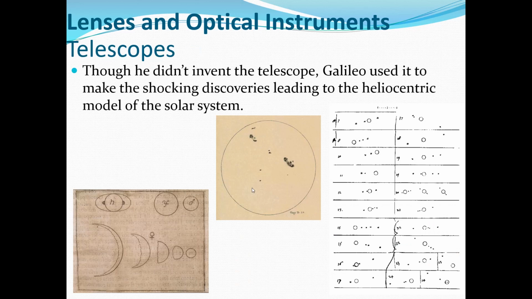Telescopes. You may have known that Galileo did a lot of work with telescopes. A lot of his discoveries came from having a telescope. While he didn't really invent it, he did a whole lot of special work that led to the heliocentric model of the solar system. It allowed him to see spots on the moon, allowed him to find the planets within the solar system and make accurate judgments, things like that.